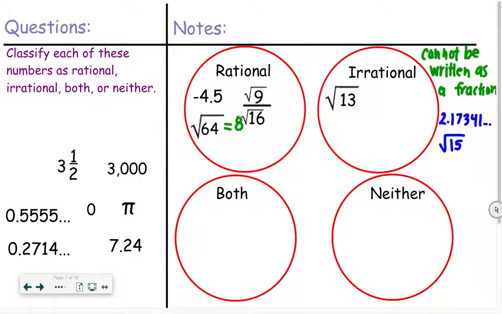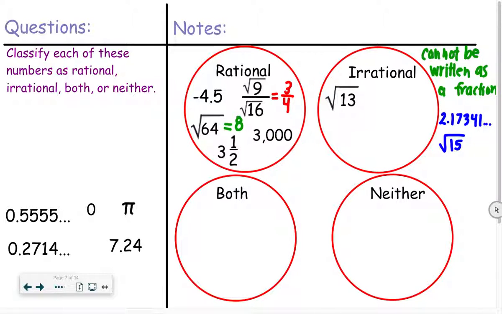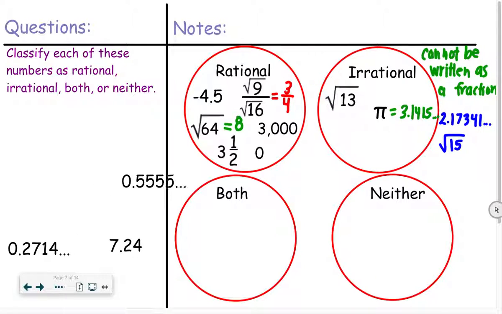The square root of 9 over the square root of 16: 9 and 16 are both perfect squares, so that would end up giving you 3 over 4, which is why that's rational. 3 1/2 is a fraction, which is rational. 3,000 is just a regular number, rational. Pi is irrational, because remember that's 3.1415, and it keeps going forever. 0 is rational. 0.55555, that's a repeating decimal, so that's rational.